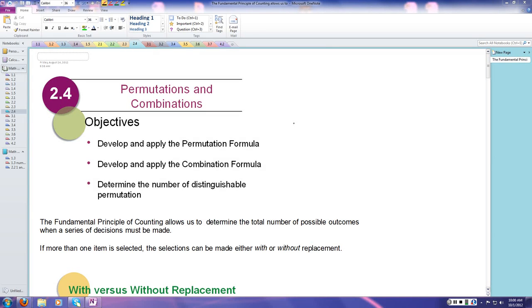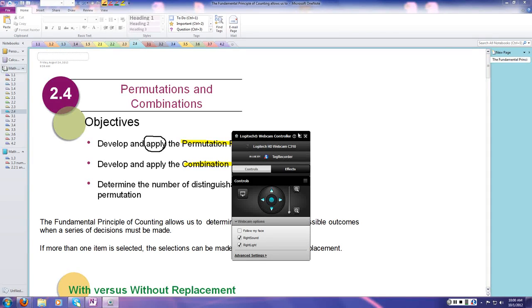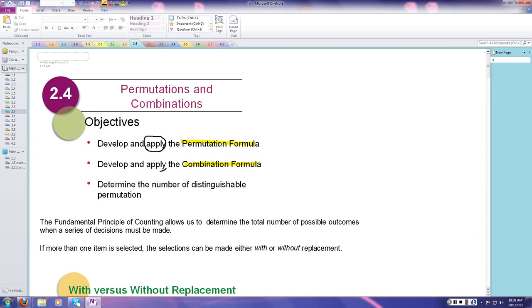This lecture is over 2.4, Permutations and Combinations, and really we're going to use the same idea we talked about in 2.3, but we're going to use some formulas to find the number of combinations and permutations. So, our objectives today are to develop and apply the permutation formula and the combination formula. These will be given to us later, but really the important part in this section is knowing when to apply the permutation formula and when to apply the combination formula.